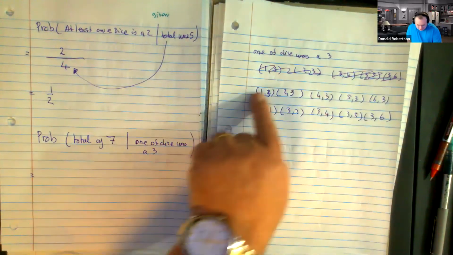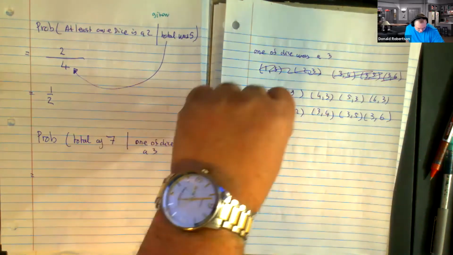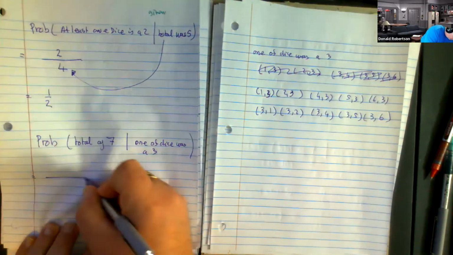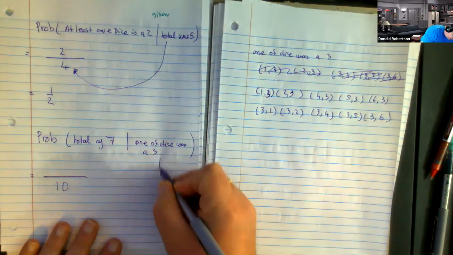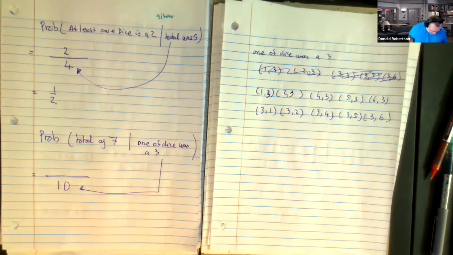Would you agree that that's the only ways that you can get a 3? Right, that's every single one. And if I count them up, there's 2, 4, 6, 8, there's 10 of them. So I know that the bottom number is 10, because that's all the ways one of the dice was a 3.